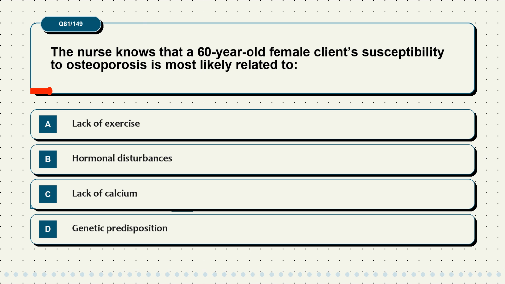Question 81. The nurse knows that a 60-year-old female client's susceptibility to osteoporosis is most likely related to. Here are the options. Option A. Lack of exercise. Option B. Hormonal disturbances. Option C. Lack of calcium. Option D. Genetic predisposition.